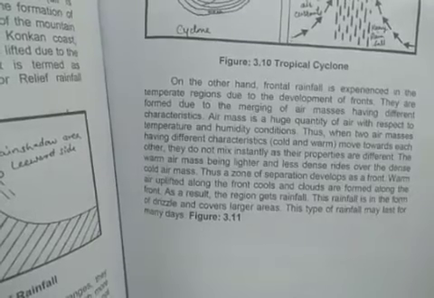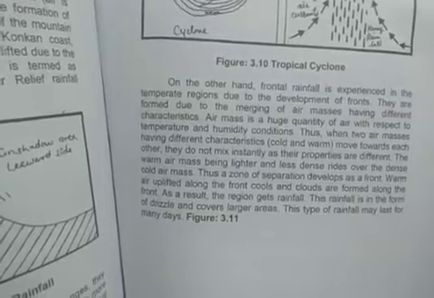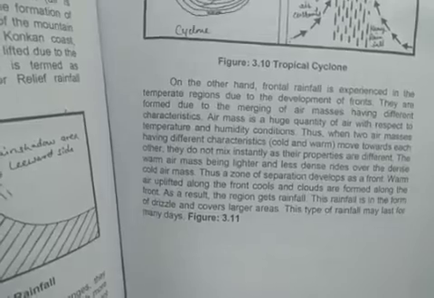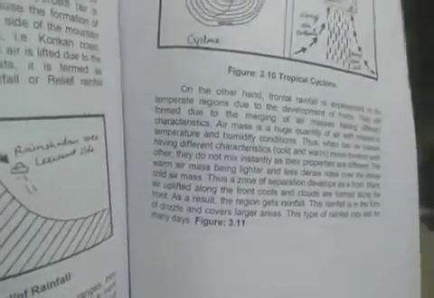Warm air is uplifted along the front, pools and clouds are formed along the front. As a result, the region gets rainfall. This rainfall is in the form of drizzle and covers larger areas. This type of rainfall may last for many days.